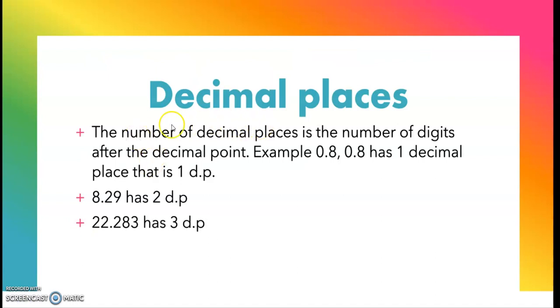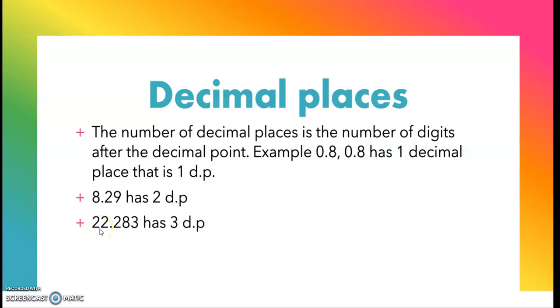Decimal places. The number of decimal places is the number of digits after the decimal point. Example 1: 0.8 has one decimal place, that is 1 dp, and dp is the shortening for decimal places. Example 2: 8.29 has two decimal places because there are two digits behind the decimal point.